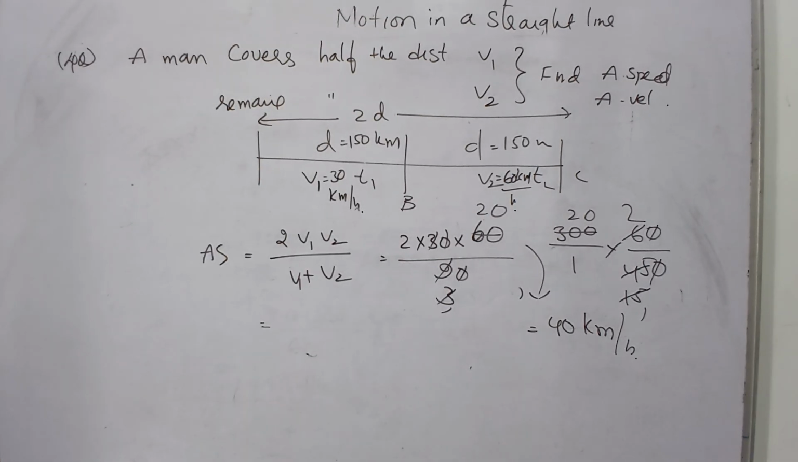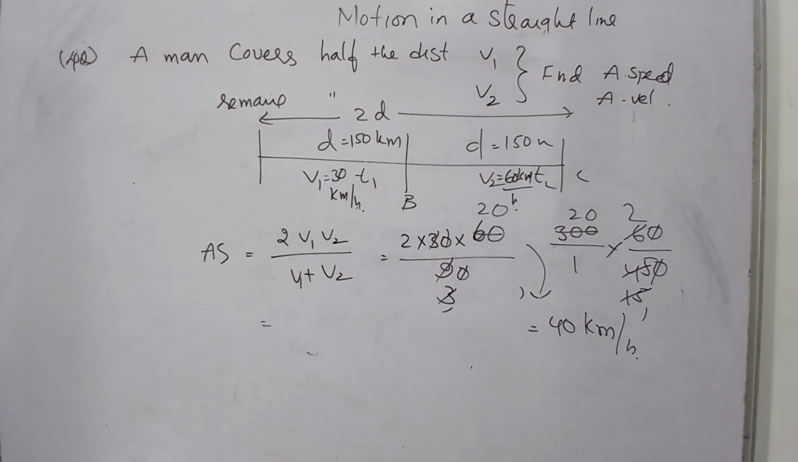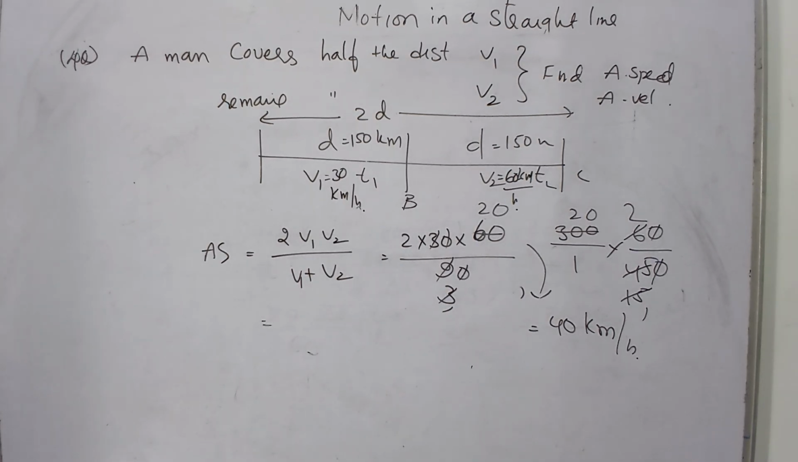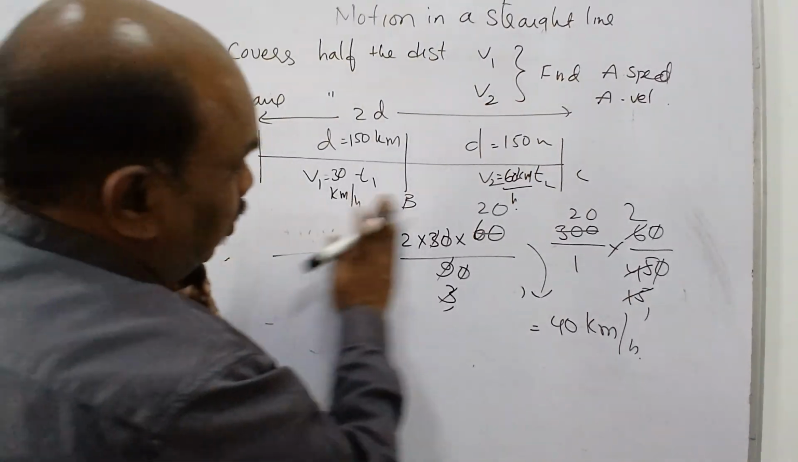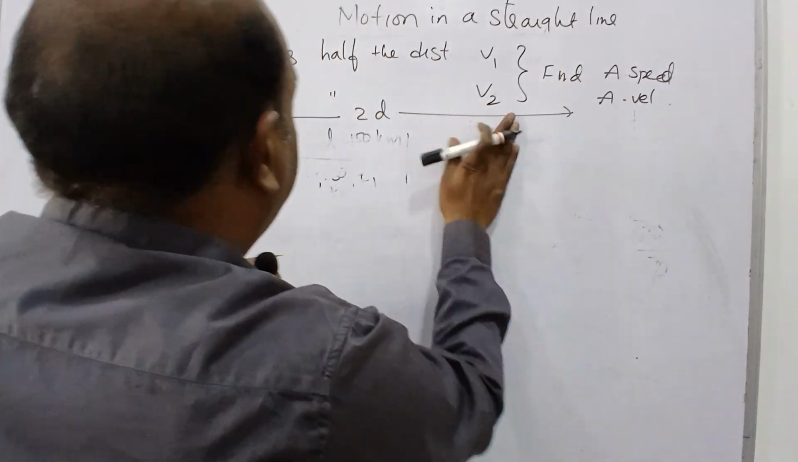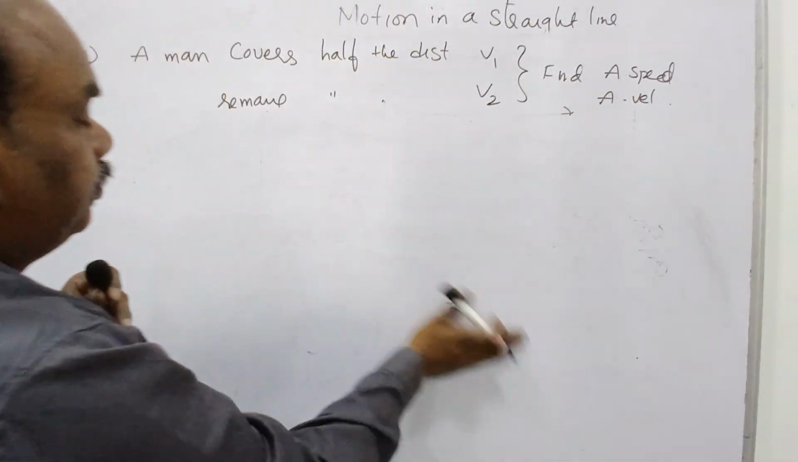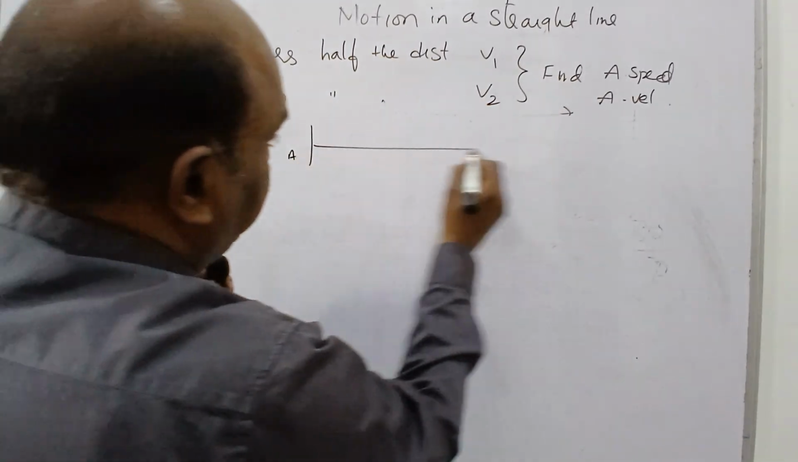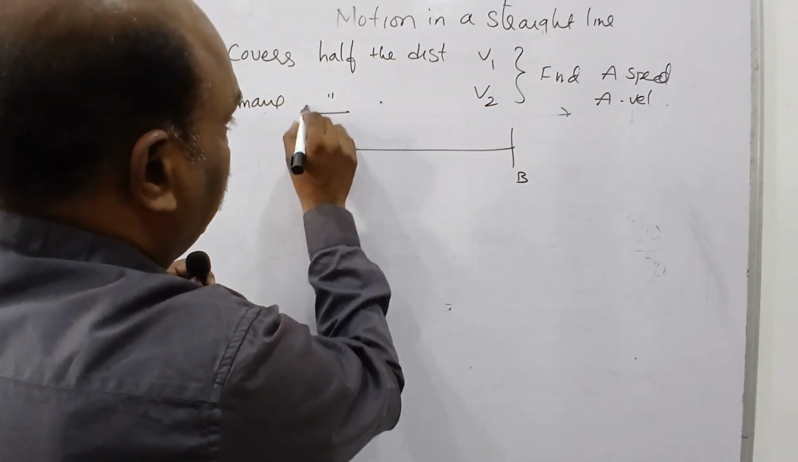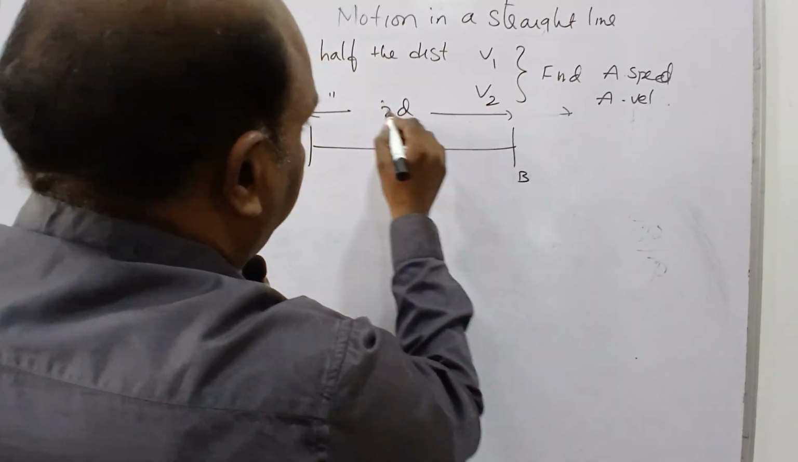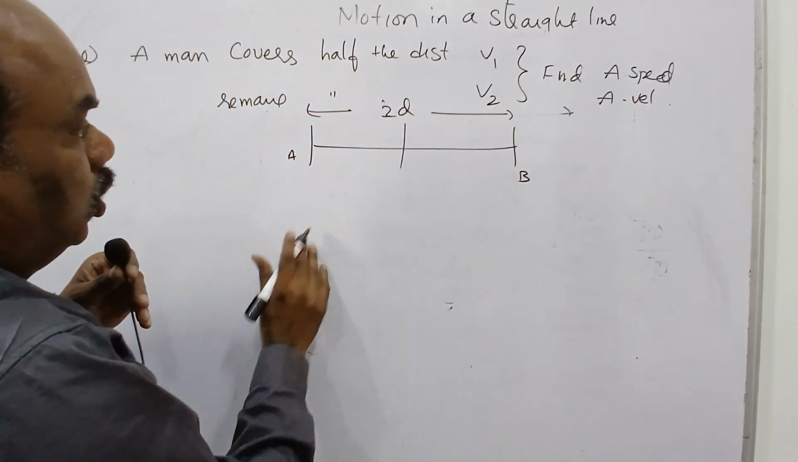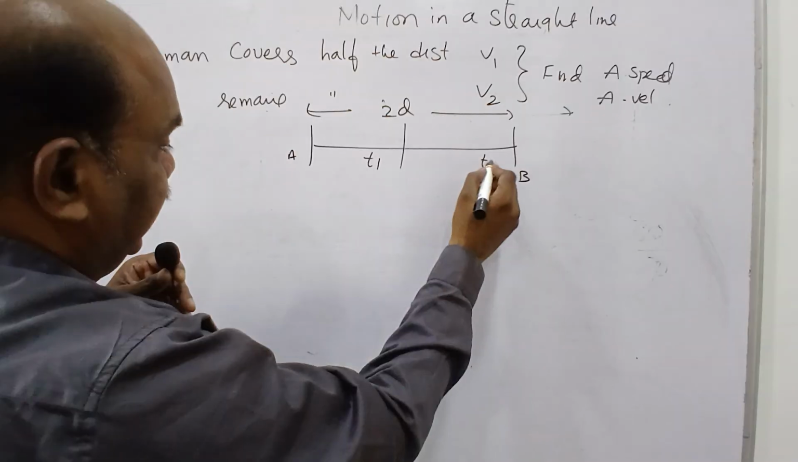What is the average velocity in both the cases? 0. Why? Because he came back. Average velocity is not 0 here. Why? Because he is going in a straight line. Now see here, same question. The second, average velocity, we did not calculate. See here, this is point A, this is point B. Let the total distance be 2D. Let the times here to here be T1, T2.